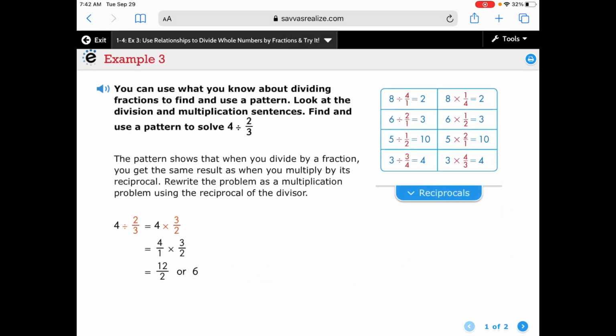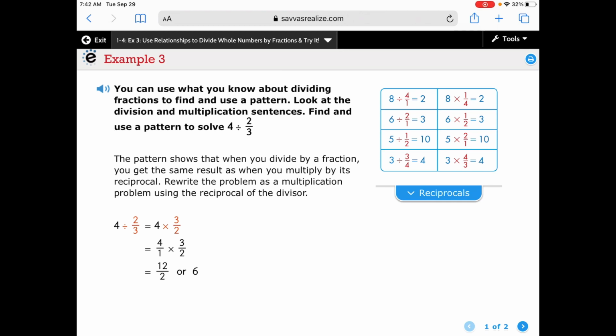All right, everybody, you should be following along on page 35 of your consumable notebook. We're looking at example 3 here, and then we'll try it together. It says you can use what you know about dividing fractions to find and use a pattern. Look at the division and multiplication sentences. Find and use a pattern to solve 4 divided by 2/3. So the pattern shows that when you divide by a fraction, you get the same result as when you multiply by its reciprocal, meaning that you multiply by its flip. So that's what the chart's indicating here.